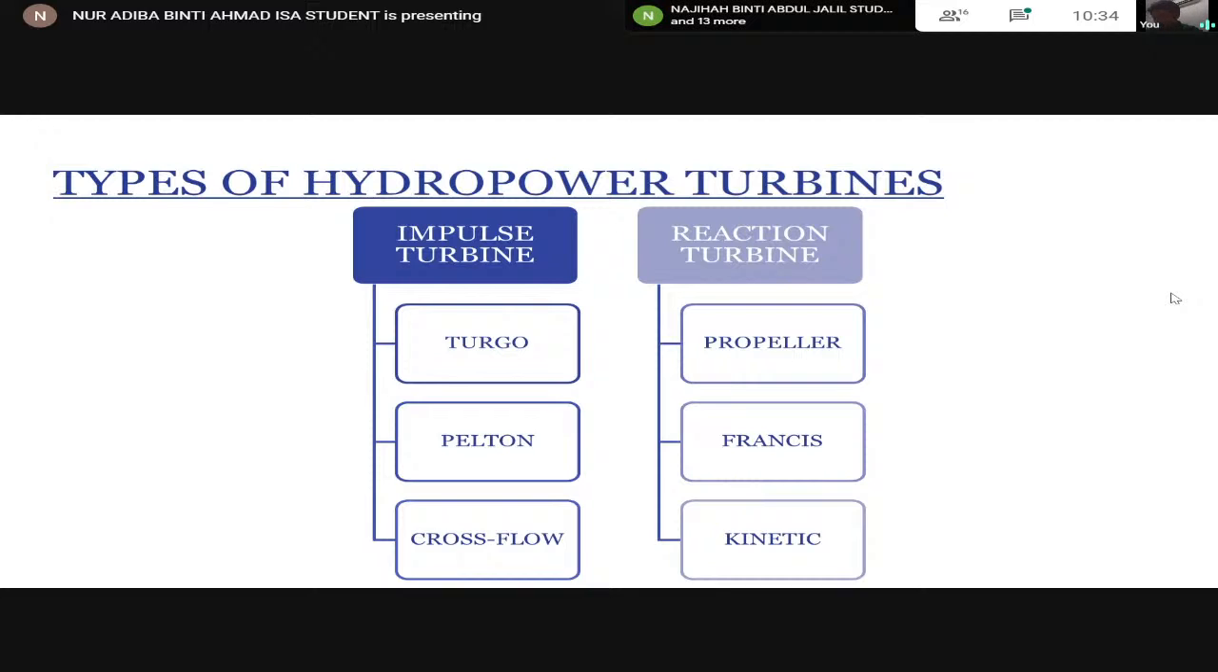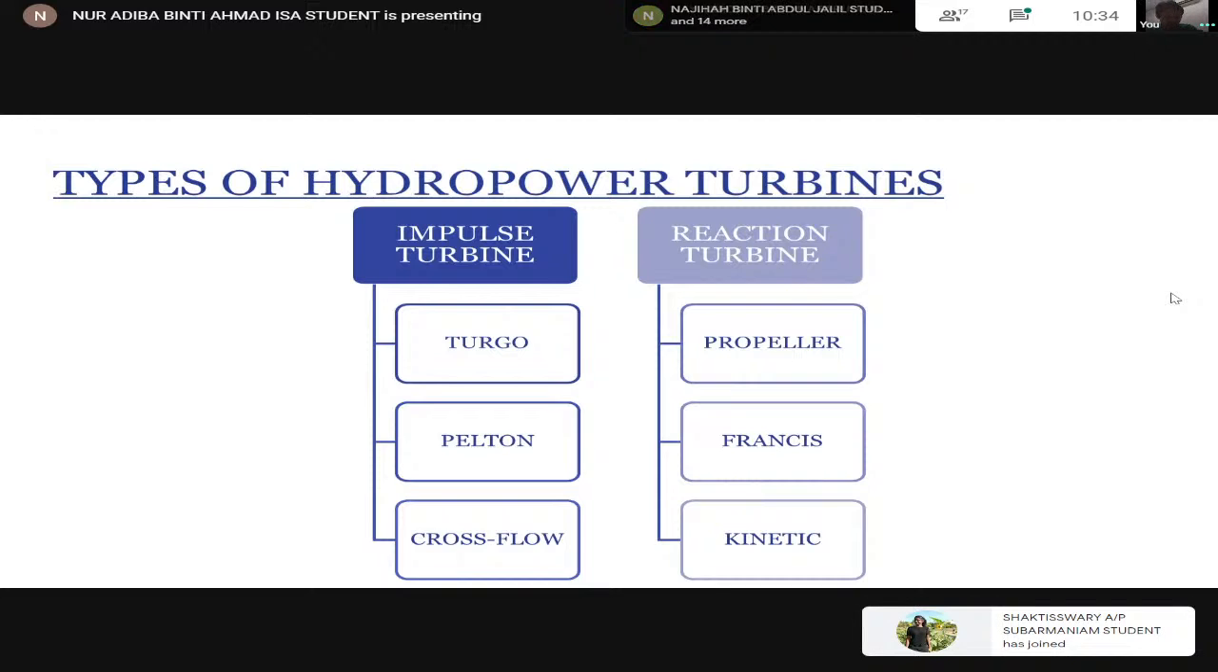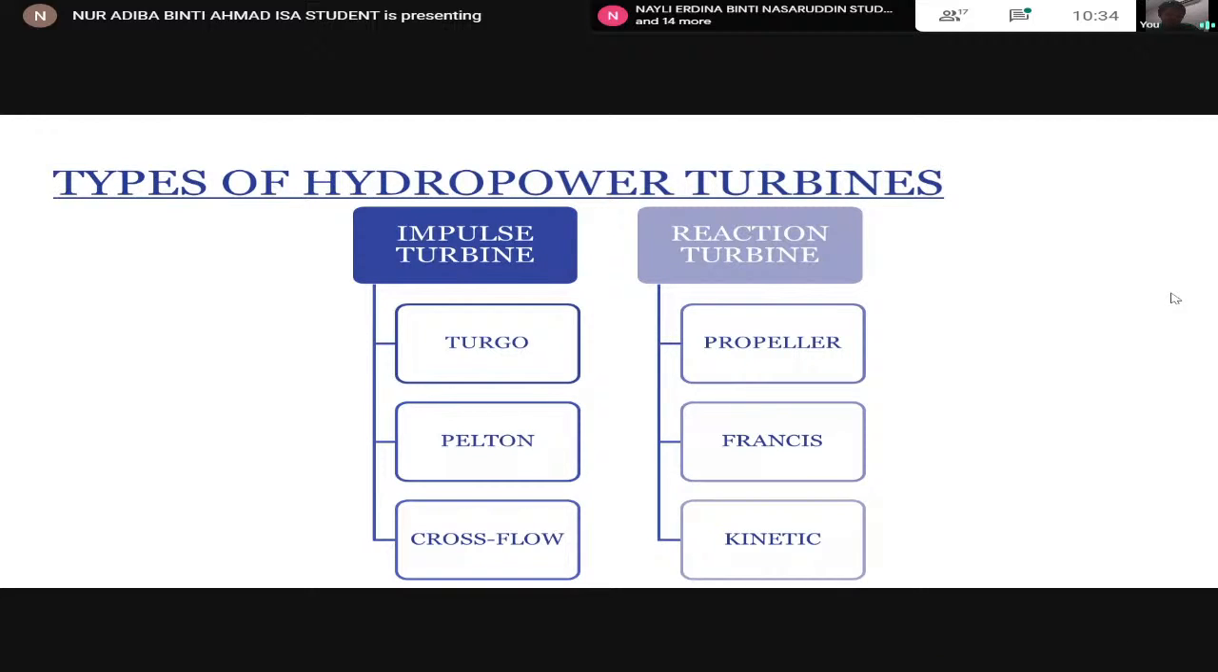Soalan direct tu Zulaika. No impact or there is impact? There is impact. Okay. The first impact? Impact to the water discharge. Impact to the water discharge.